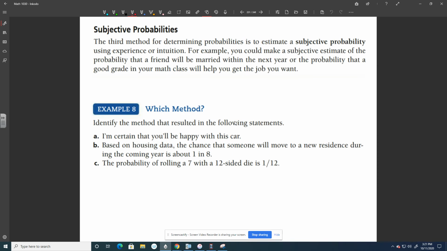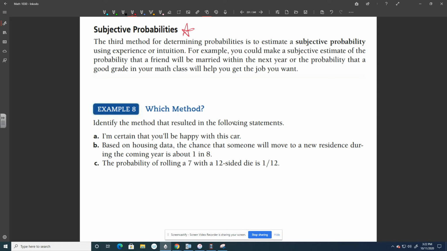Subjective probabilities. Now, these ones are great because this is what happens most of the time. Most of us just throw out probabilities because we're trying to make a point or we're basing it on our experience. So for example, you could make a subjective estimate of the probability that a friend is going to be married within the next year. If you know your friend breaks up with people a lot and isn't very good at relationships, you're probably going to say there's a low probability of that happening. Not based on data, not based on theory, but based on your experience and intuition about that person.